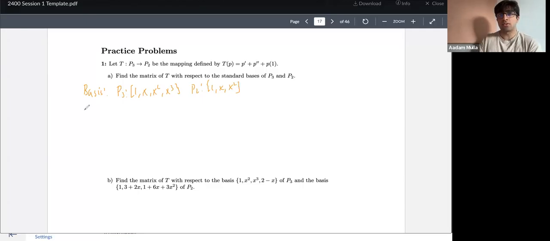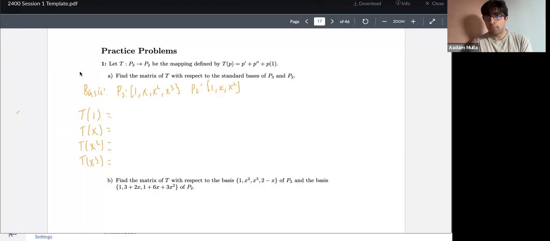So we need to take the transformation on each one of the basis elements. So our basis is P3, so we need to take T of 1, T of x, T of x squared, and T of x cubed. Okay. So let me choose a less bright color, maybe blue. Okay, so T of 1 is going to be 1 prime plus 1 double prime plus P of 1, correct? And remember our P of x in this case equals 1. So P of 1 is just going to be 1. So it's going to be 0 plus 0 plus 1, so 1.